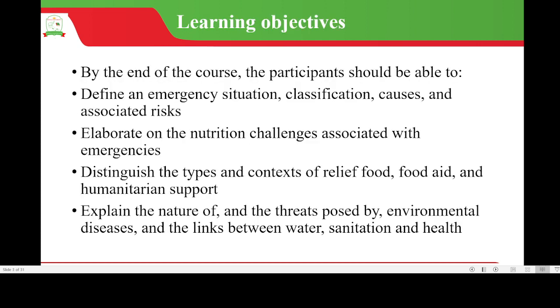So by the end of this course, the participants should be able to define an emergency situation, the classification of emergencies, the causes and associated risks. They should also be able to elaborate on the nutrition challenges associated with emergencies and distinguish the types and the contexts of relief food, food aid, and humanitarian support. Furthermore, the students should be able to explain the nature of and the threats posed by environmental diseases and the links between water, sanitation, and health.